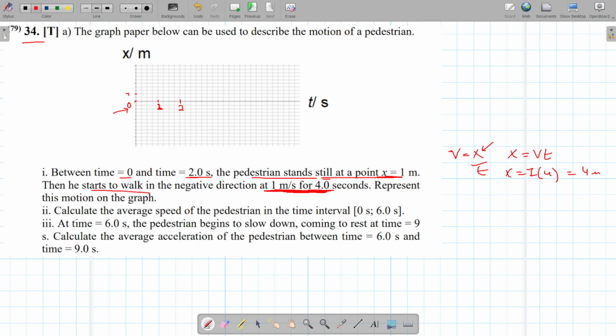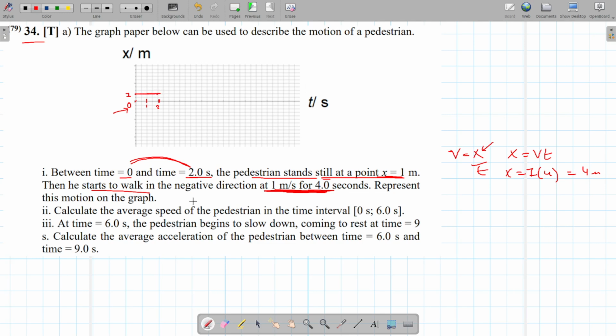Let's see, here's 1. Since we remained at x equals 1 for 2 seconds, from 0 to 2, one on my scale is too big. Let me put, here's 1 and here's 2. Okay, so this is staying at x equals 1.